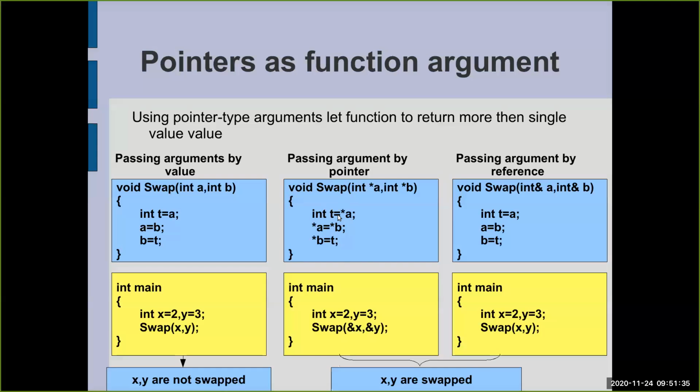Similar, but not the same, is passing variables by pointer. In this case, we pass not the value of the argument, not the value of x, but we pass the address. And inside the function, we can get access by the reference to the value which is stored under this address, and we can affect it.